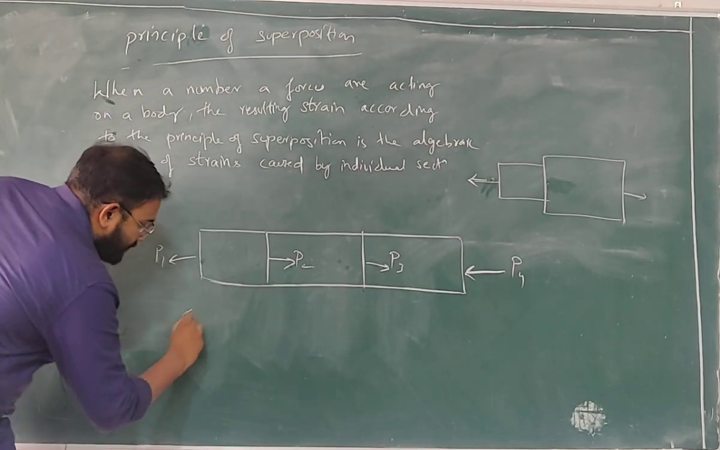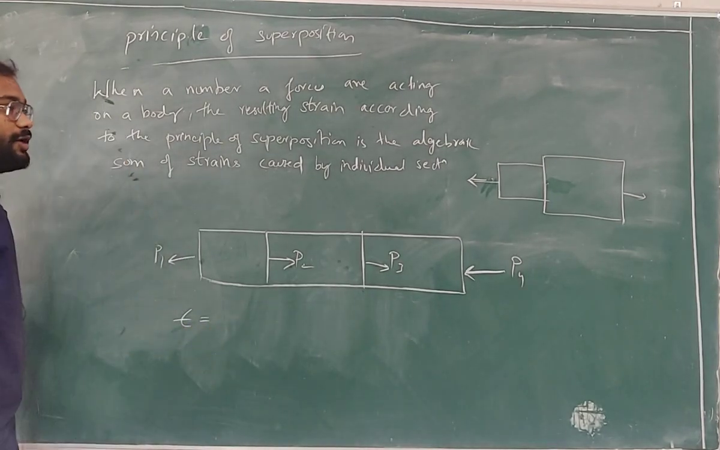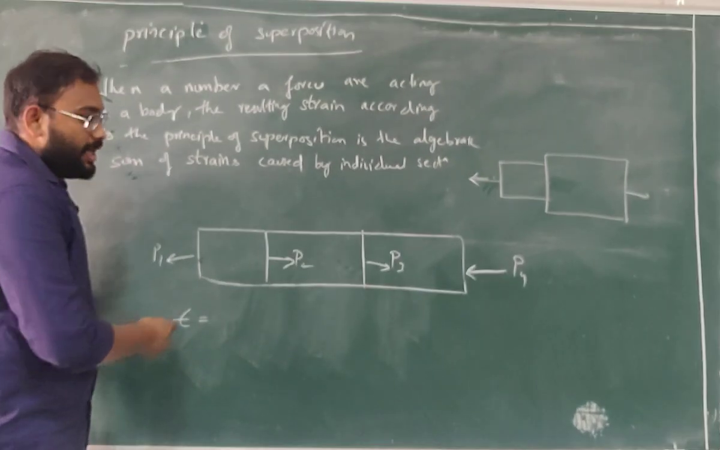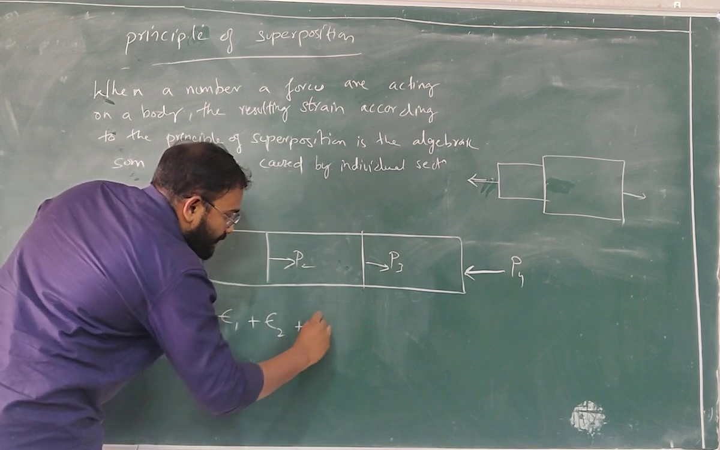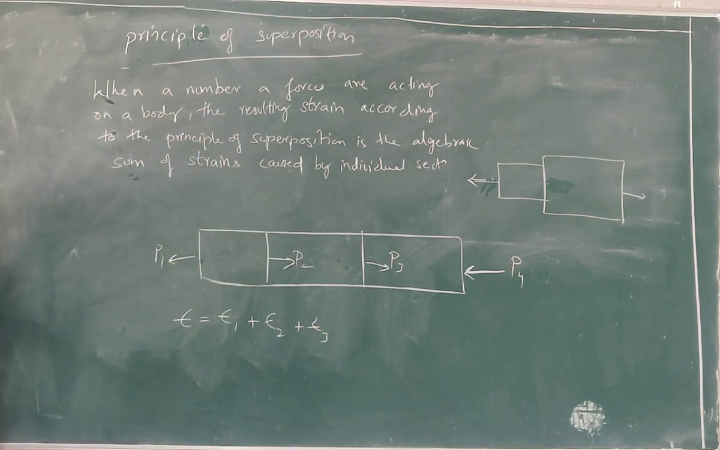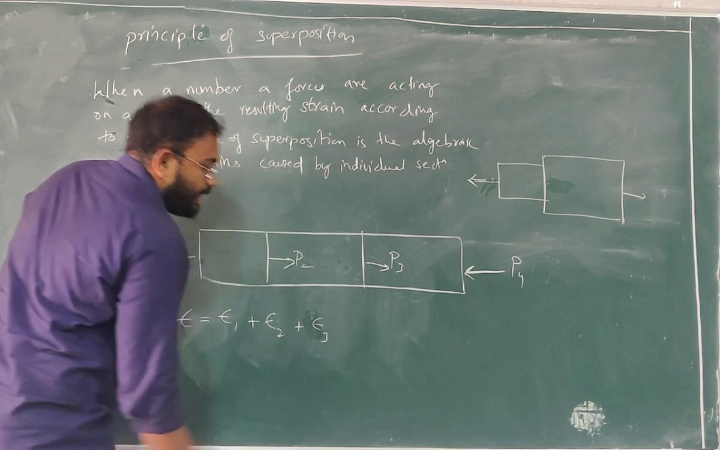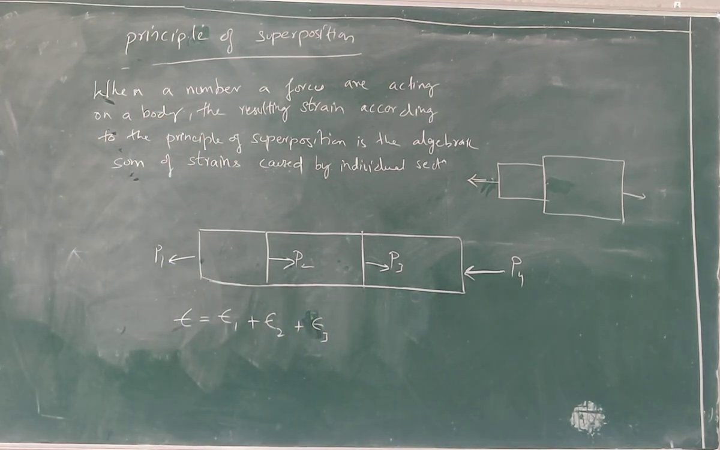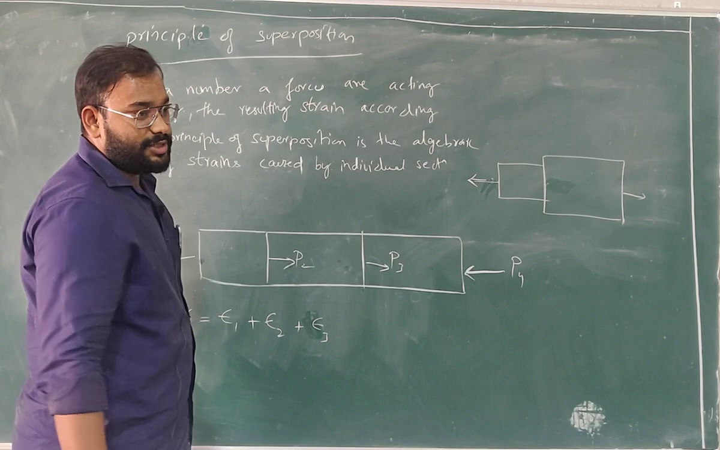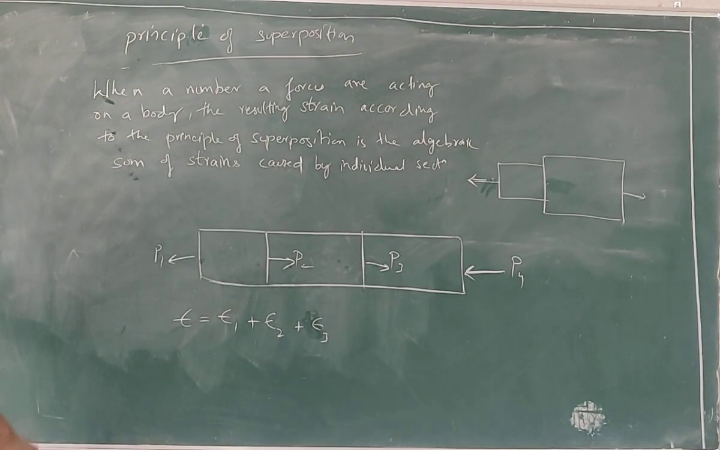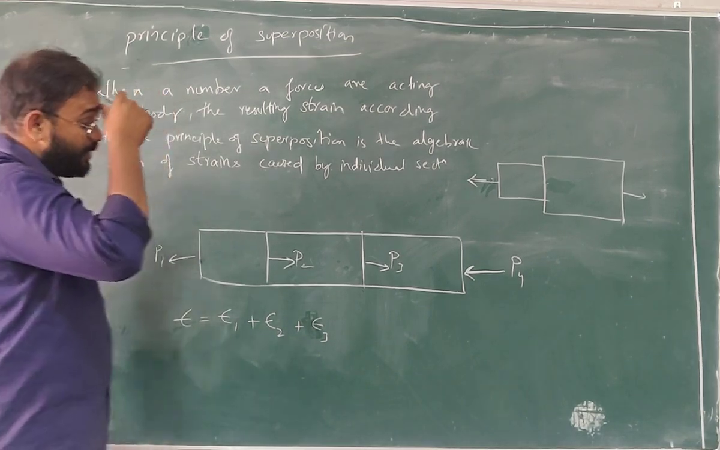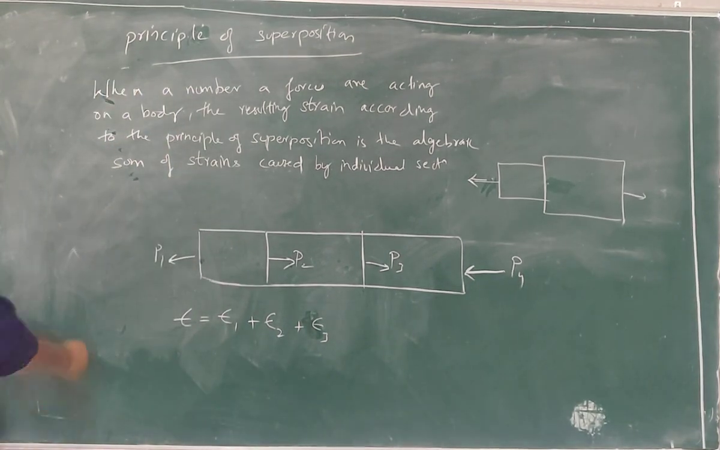So epsilon, what is epsilon? Strain. Epsilon for this complete body will be epsilon 1 plus epsilon 2 plus epsilon 3. I need to just algebraically add all the strains. So this is called the principle of superposition. We'll try to solve some problems on this which will make clear what this principle stands for.